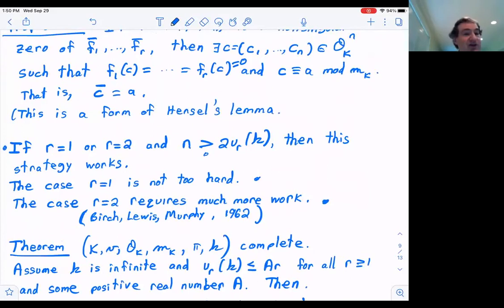Burge, Lewis, and Murphy first proved this in 1962. So it goes back a long time. Now, for R equals 3, Burge and Lewis did a lot of work. They came up with something really complicated, and they kind of pushed it through, but it was a real mess.